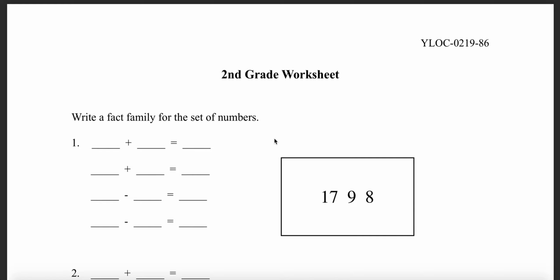The numbers given in this box here are 17, 9, and 8. So we're going to first write an addition sentence. As you can see from these values, 9 plus 8 is 17, right? So for the first sentence in the fact family, we're going to write 9 plus 8 equals 17.